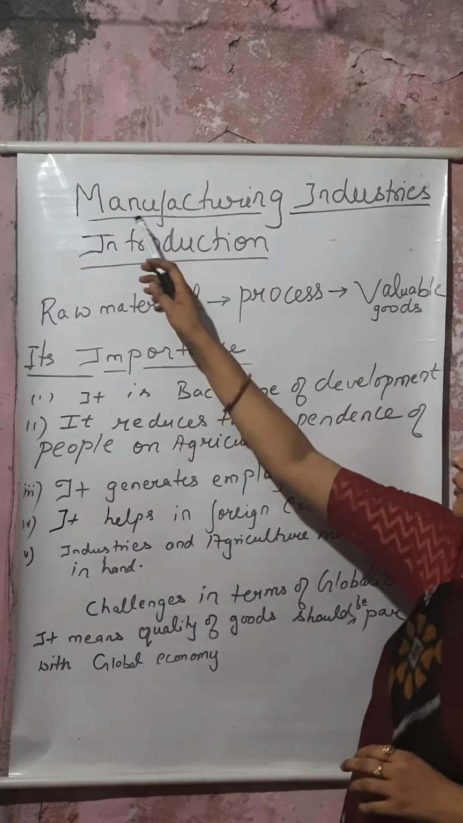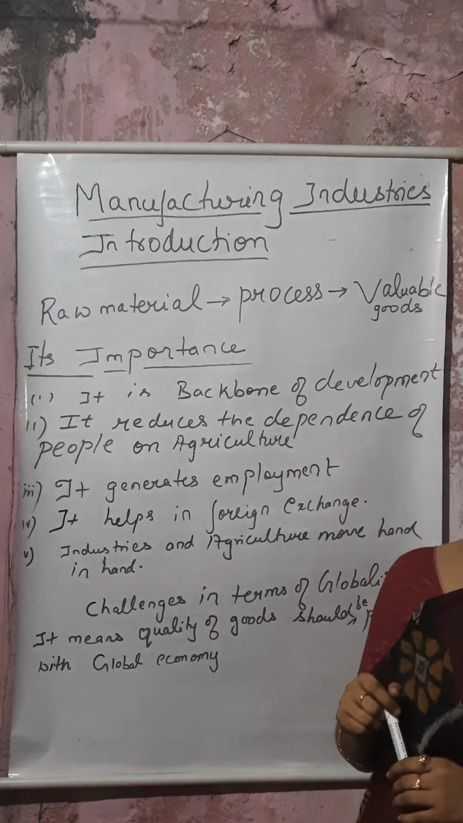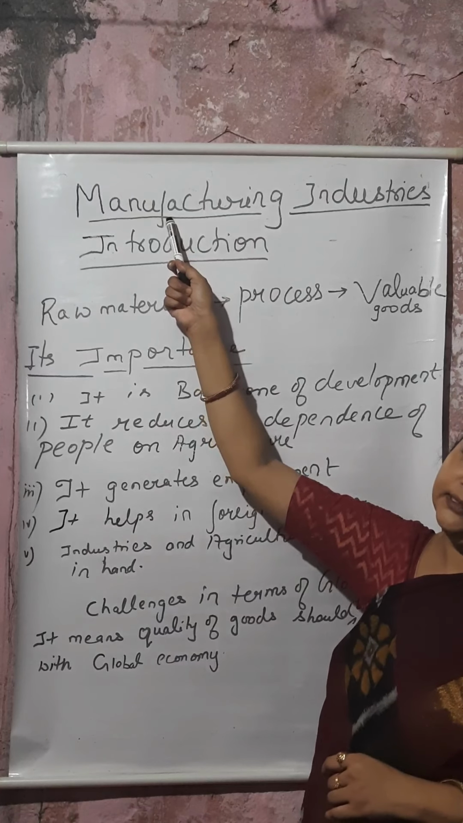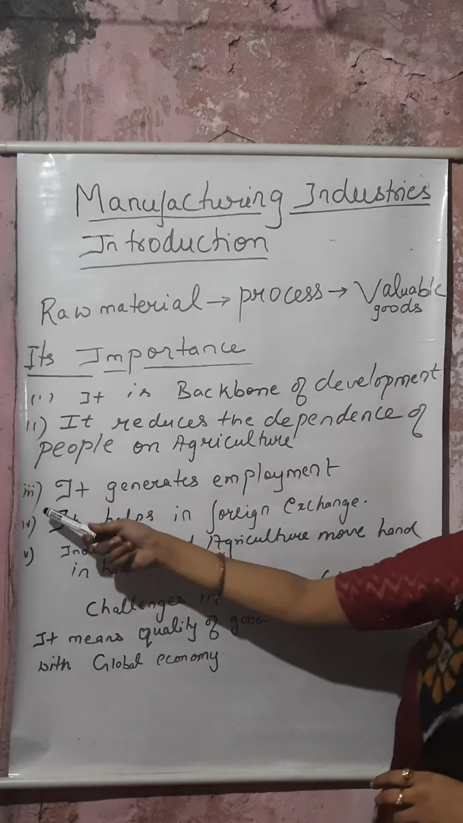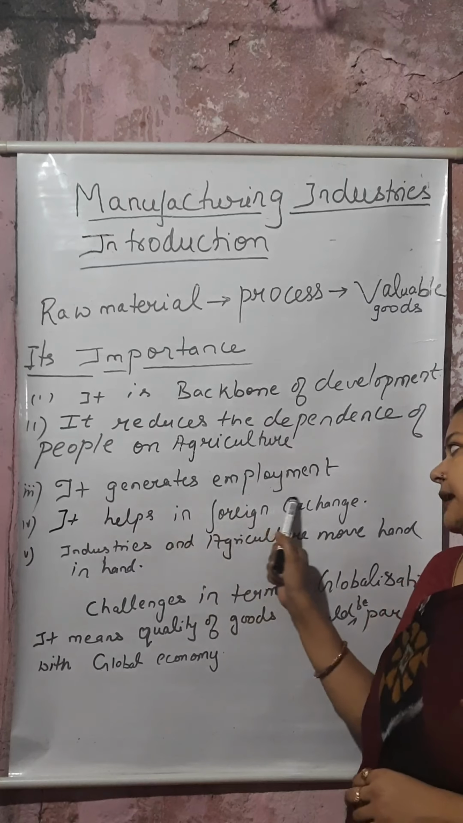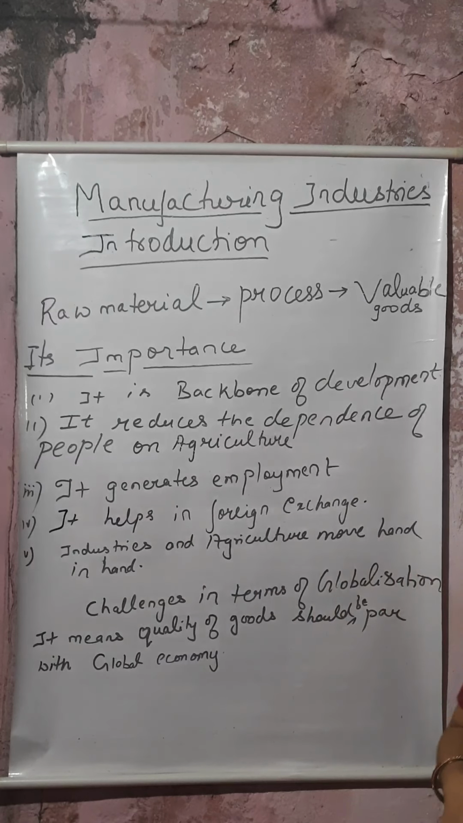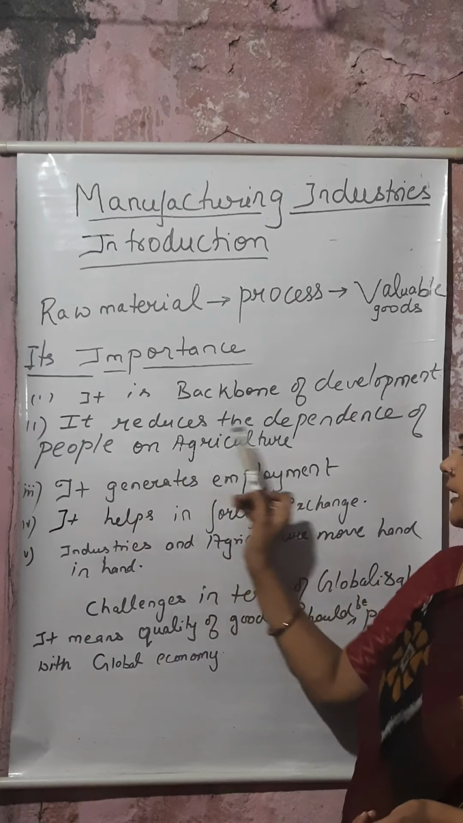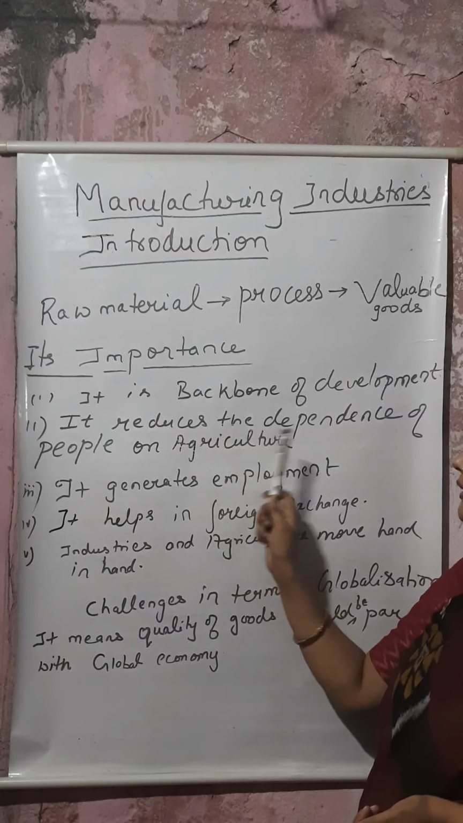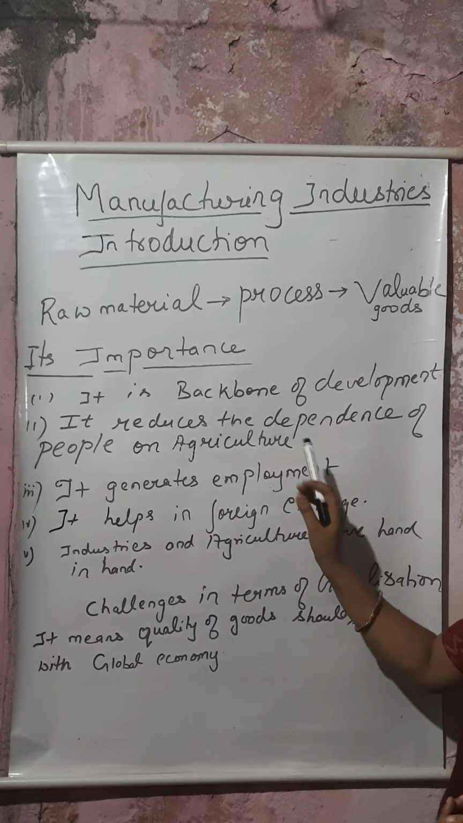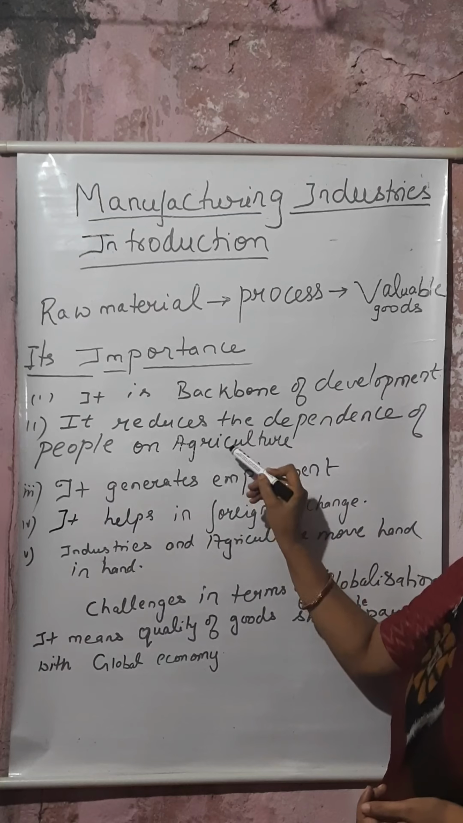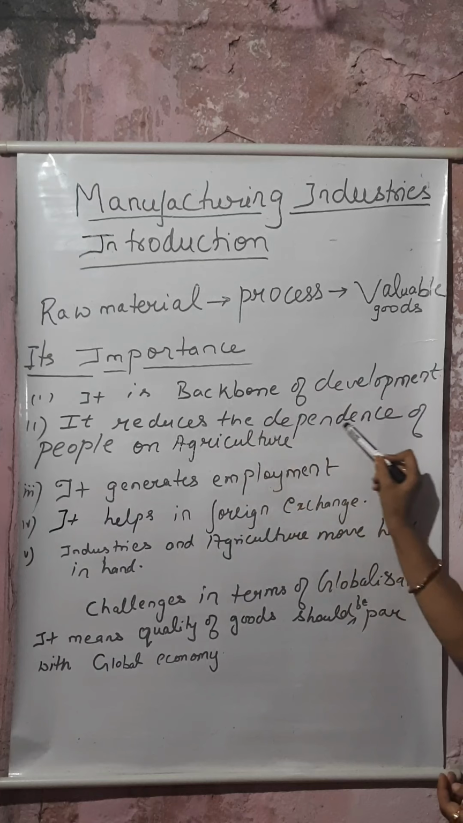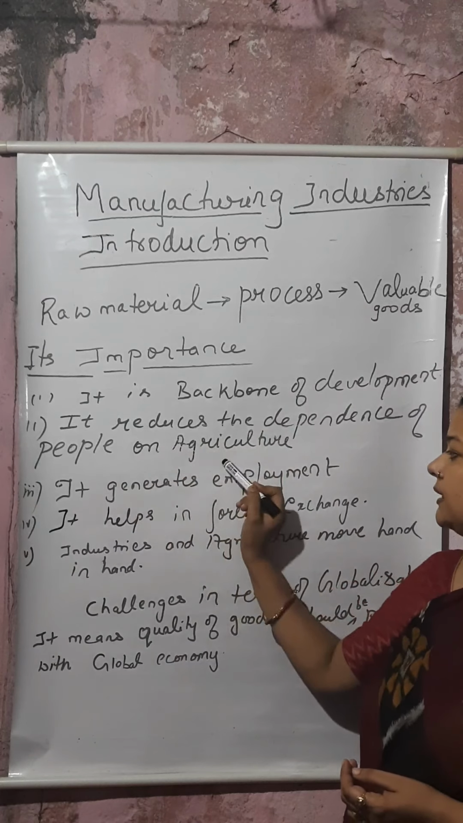Manufacturing is the industrial sector. It is the secondary sector, which we have already discussed in the sectors of an economy. Third important point is, it generates employment. Of course, agriculture also generates employment, but the maximum people are working in the agriculture sector. When people shift from agriculture to the industrial sector, there is a reduction of dependence of the people on the agriculture sector.